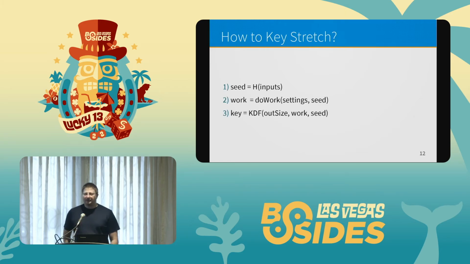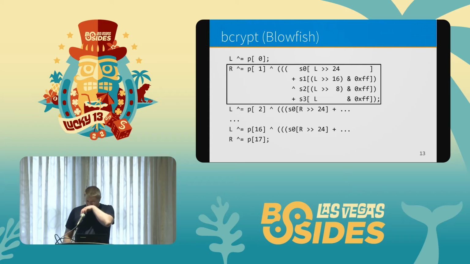So how to do password hashing, or how to do key stretching. Well, what you want to do is hash all the inputs, then do some sort of work with that. So you generate the seed, then you do some amount of work, you generate this value called work, and then you just put it in a KDF and stretch it for whatever length. If it's a password hash, you probably want that to be a fixed width of like 32 bytes. And if it's a KDF, go whatever.